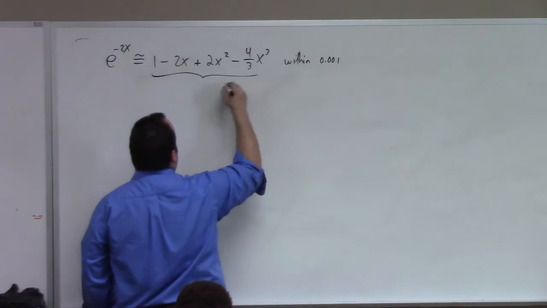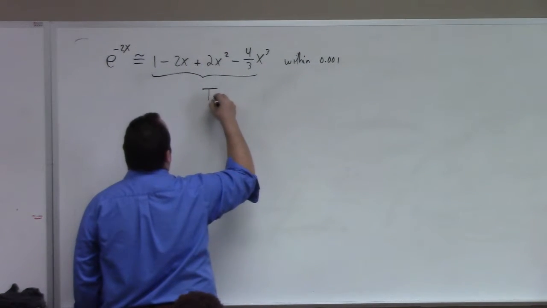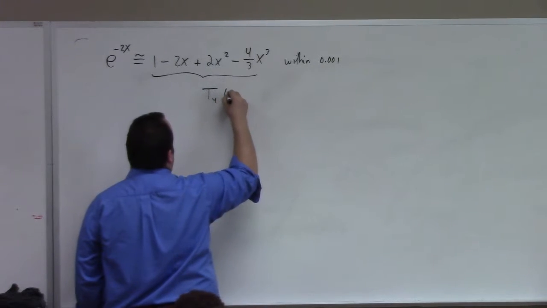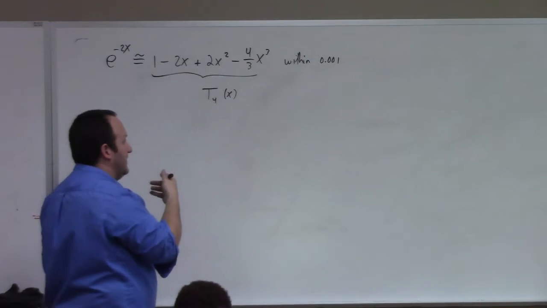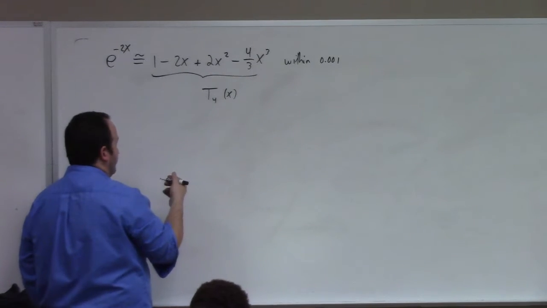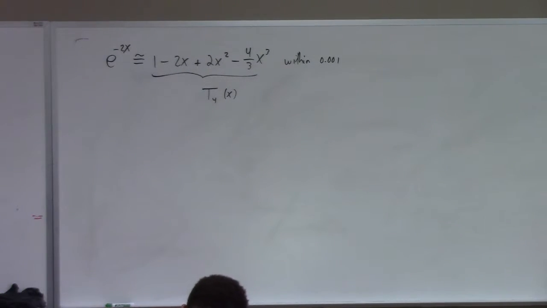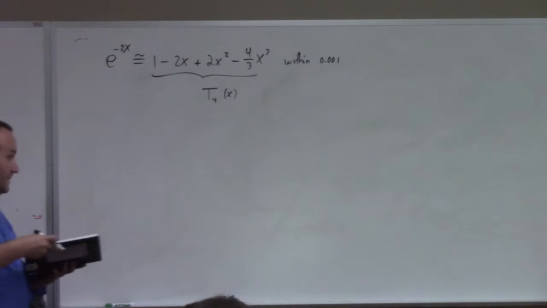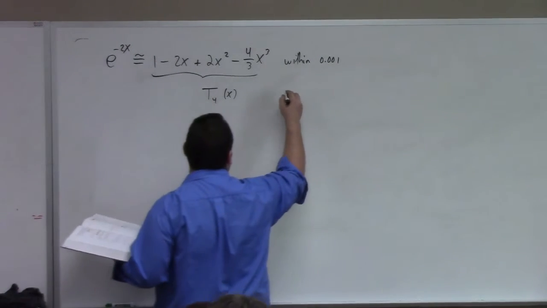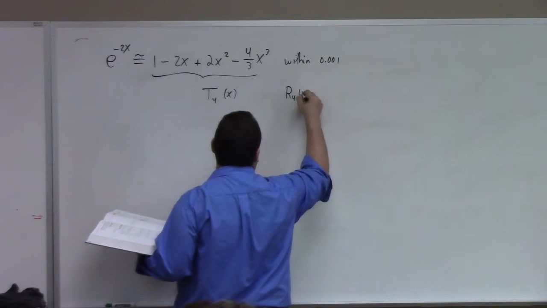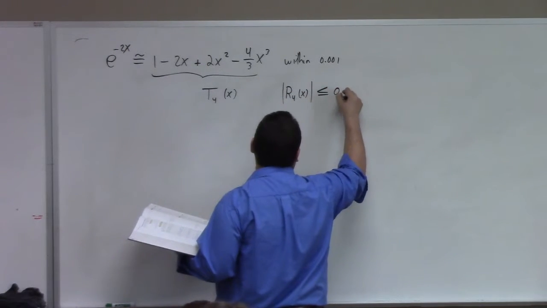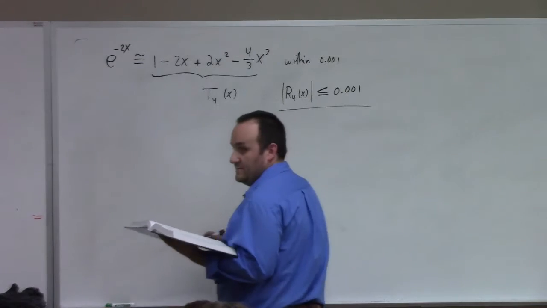This is basically the fourth Taylor polynomial of x, right? And what is Lagrange's form? Lagrange's form of the remainder, Lagrange's error estimation theorem in this section, the useful consequence of Taylor's theorem is that the remainder of x is, let's write it up here. So we want R4 of x to be less than or equal to 0.001. This is what you want.